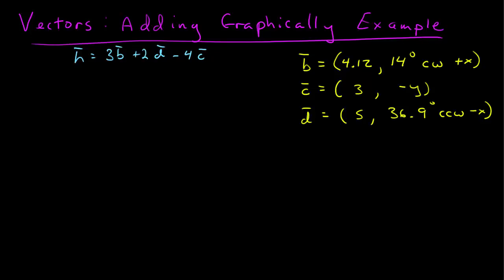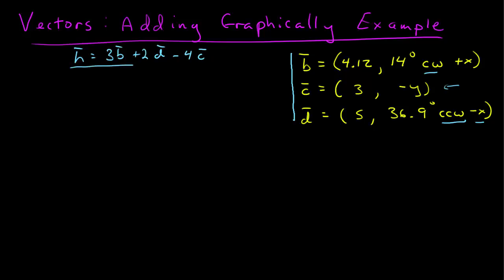In this video, I'll do an example of adding vectors graphically. I have three vectors, b, c, and d. b has a magnitude of 4.12, 14 degrees clockwise of the positive x-axis. Vector c has a magnitude of 3 and points along the negative y-axis. Vector d has a magnitude of 5 and points 36.9 degrees counterclockwise of the negative x-axis.